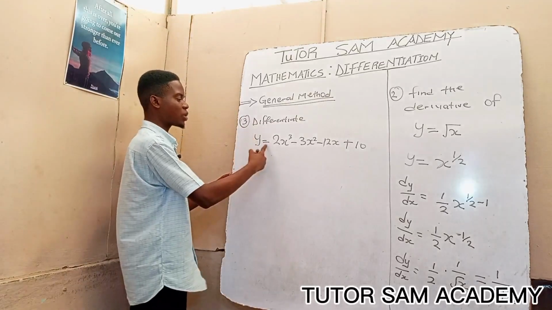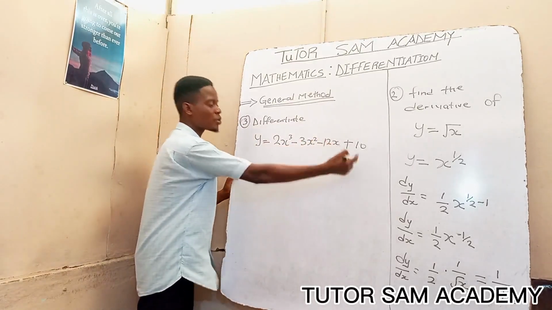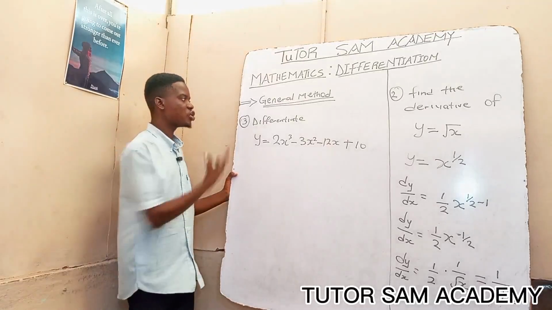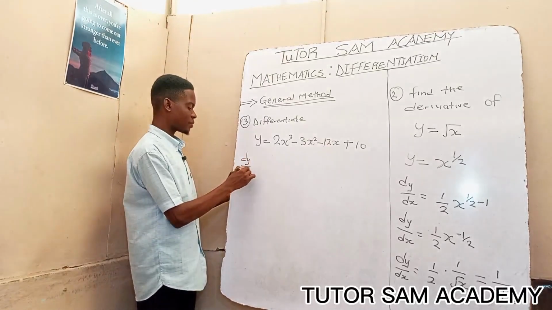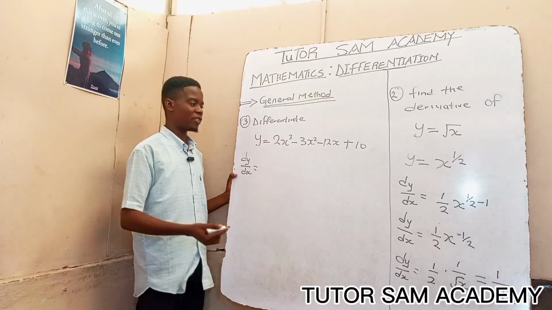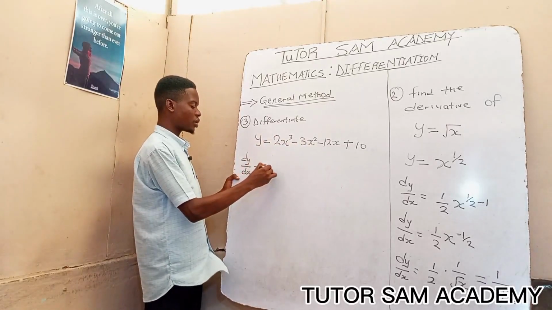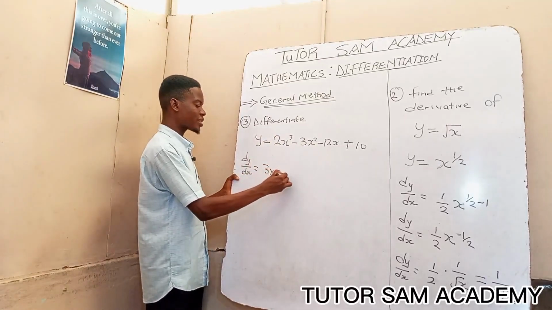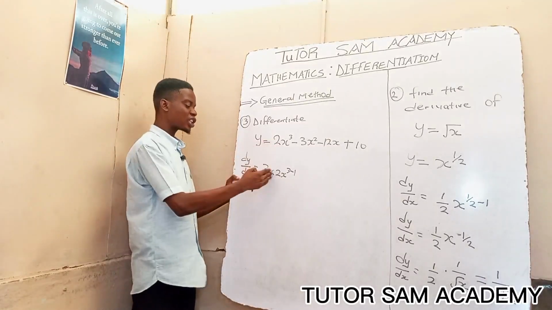So differentiate y is equal to 2x cubed minus 3x squared minus 12x plus 10. How do we differentiate this? Using the general method. You bring this power down, you differentiate each of these terms. If you bring this power down, you have 3 multiplied by 2x raised to the power of 3 minus 1. Are we together? You differentiate each of them.